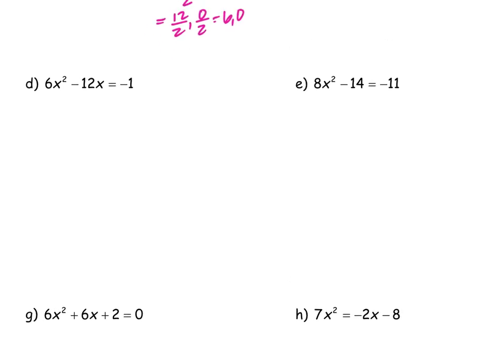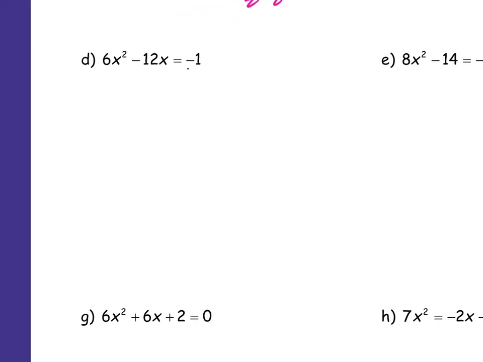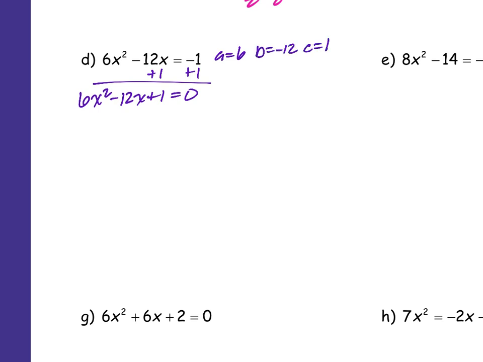Sorry, I'm going to add 1. So I get 6x squared minus 12x plus 1 equals 0. So A equals 6, B equals negative 12, C equals 1. So x is going to equal minus a negative 12 plus or minus the square root of negative 12 squared minus 4 times 6 times 1, all divided by 2 times 6.